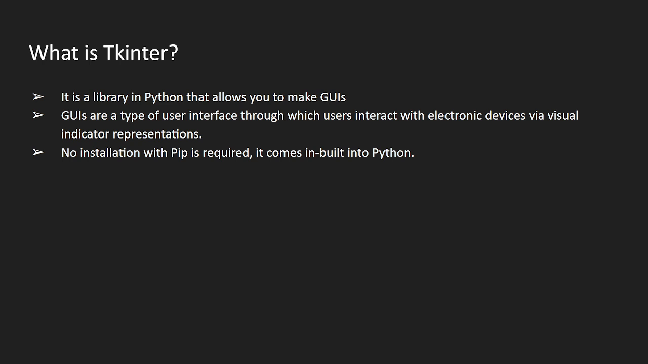So Tkinter is another module in Python that is, I think, one of the coolest modules in Python. It's a library in Python that allows you to make GUIs. GUIs stand for graphical user interfaces. Essentially, it's a type of user interface through which users can interact with their electronics via visual indicators. And this is the cool part: no installation with pip is required. Tkinter actually comes built in with modern versions of Python, like past Python 3.